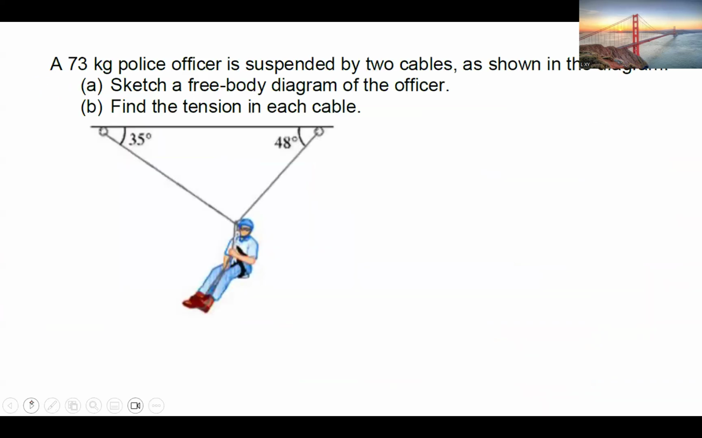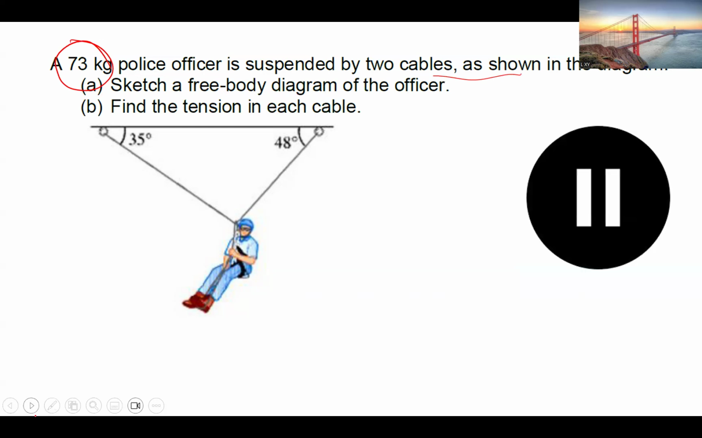So now we move on to the next question. A 73 kg police officer is suspended by two cables as shown. First, sketch a free body diagram of the police officer. Well, it's not that bad, right? And find the tension in each cable. So pause the video first and solve the problem. Then we'll come back to it.